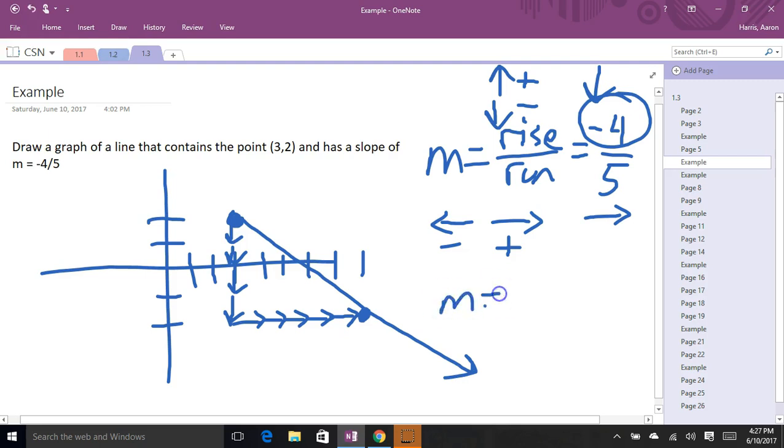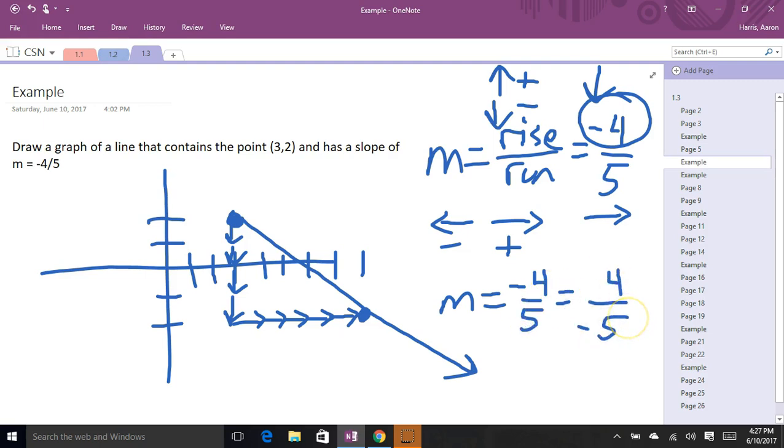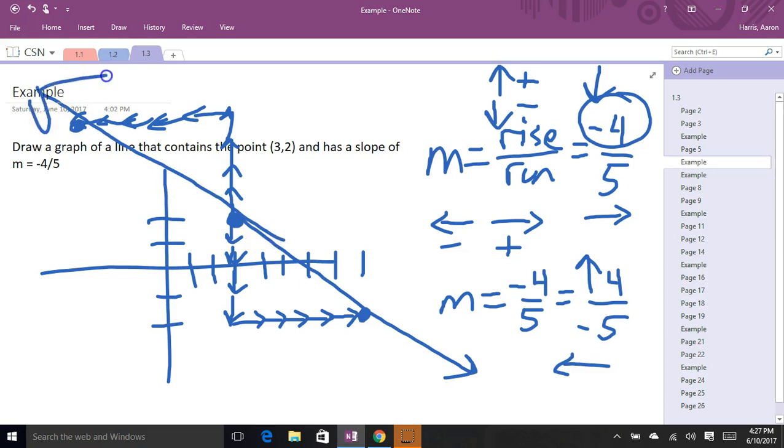Now, note, negative 4/5 is the same as 4 over negative 5. All right, so you could go from the point up 4, since positive, and left 5. And you'd still be on the line. Up 4 and left 5. 1, 2, 3, 4, 5. And you'd still notice it's still on that line if you were to draw that.